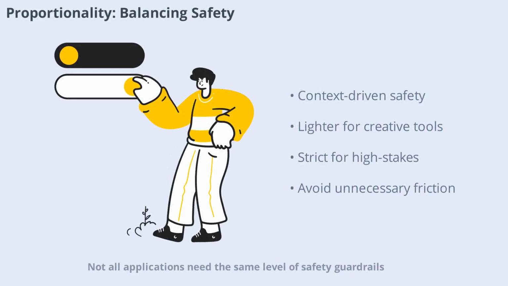Not all applications need the same level of safety guardrails. Creative tools benefit from lighter restrictions to preserve user experience, while high-stakes applications require strict controls. Proportionality ensures that safety measures are appropriate for the context, avoiding unnecessary friction or risk.